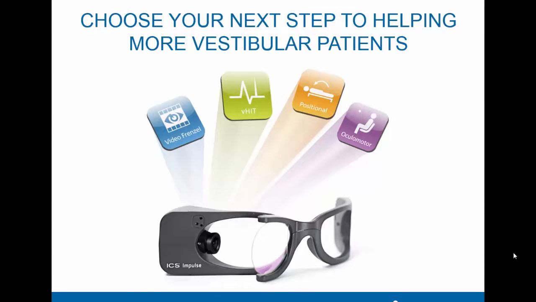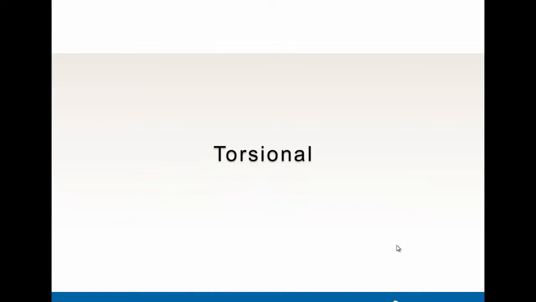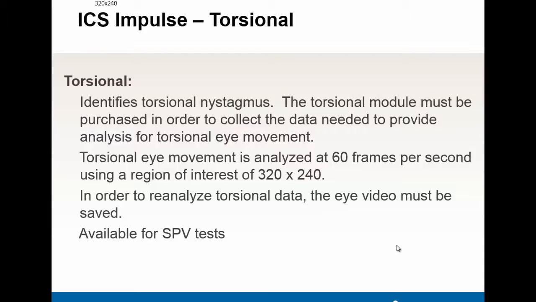Today we're going to be talking about assessing torsional eye movement. Torsional eye movement is something that is challenging to assess. Oftentimes you can see it on a video, but you also want to be able to quantify and measure that torsional eye movement. So what we're going to be talking about is identifying torsional nystagmus.